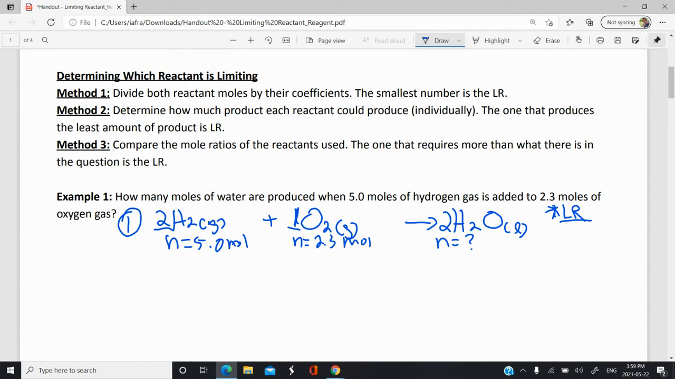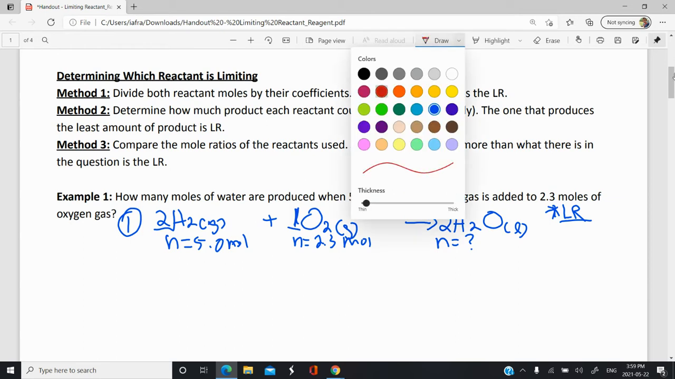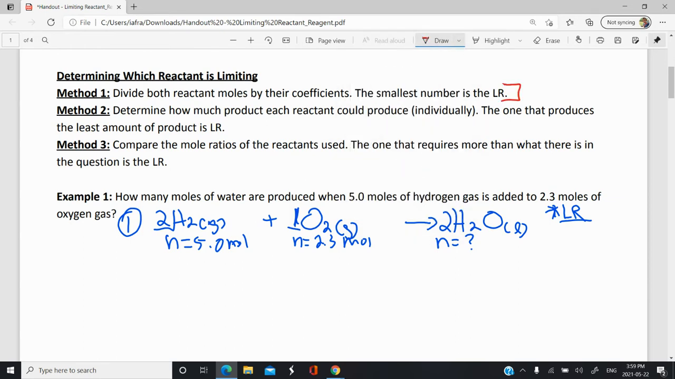So what you can do, and I'm going to do method 1 over here, we'll do method 1 in a different color. Let's do method 1 in red. So I'm going to put step 2. Determine LR. I'm going to do the H2 first.